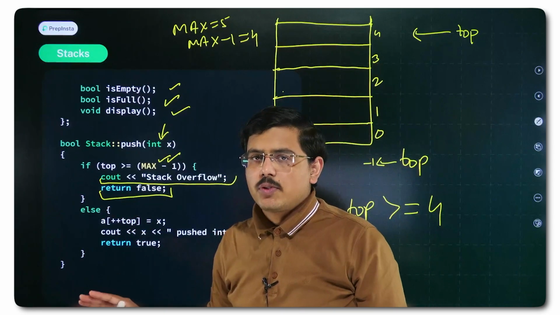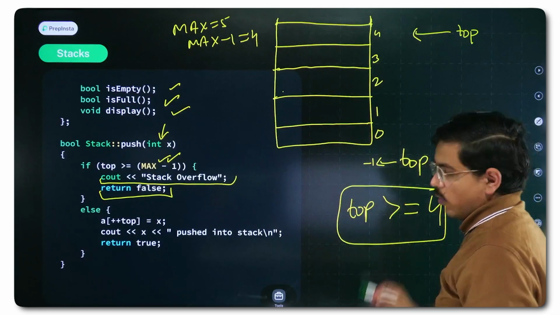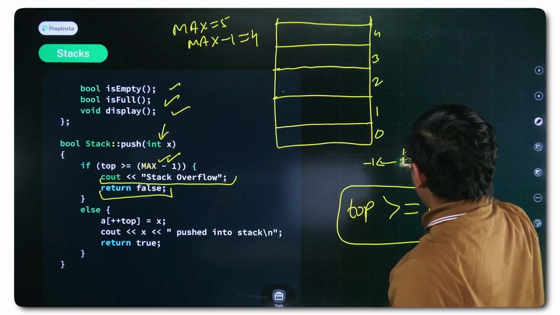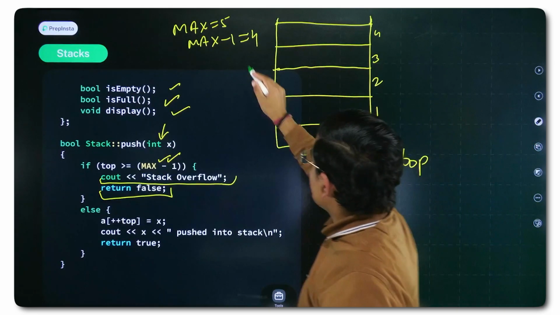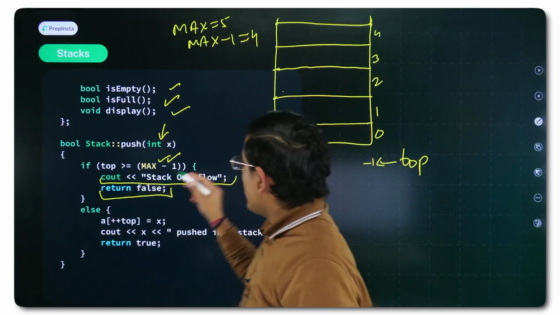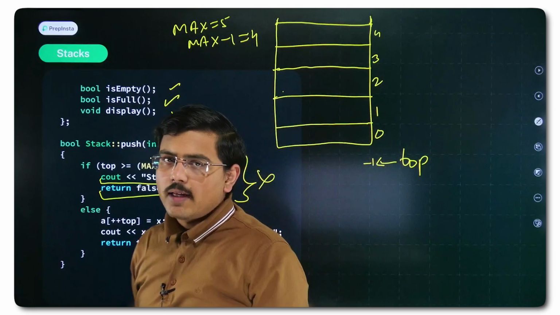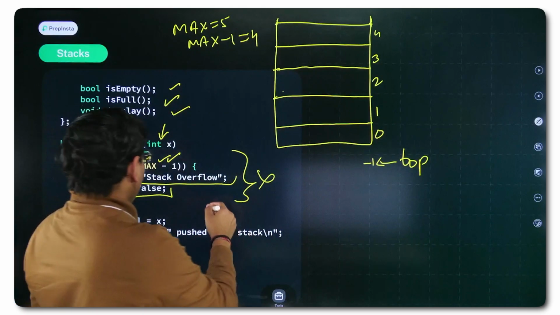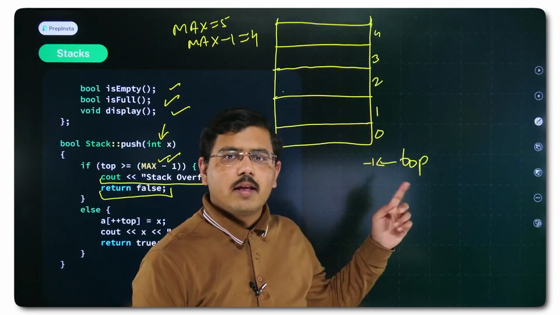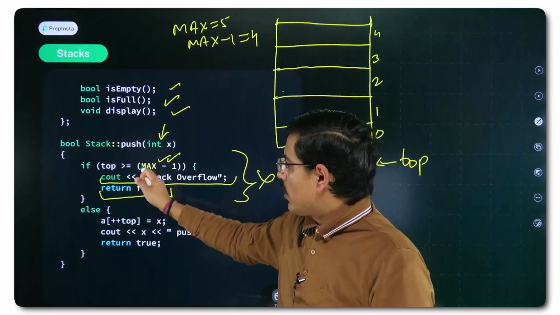So if this is true, you print overflow, fine, and you return false, and here only the execution of this function stops. But if top is not greater than equal to 4, which basically means right now the condition that we are having is top equal to minus 1, fine. We are having top as minus 1. So this particular if block will not execute. Now what will happen? Because top, which is minus 1, is smaller than 4, this particular condition is not true.